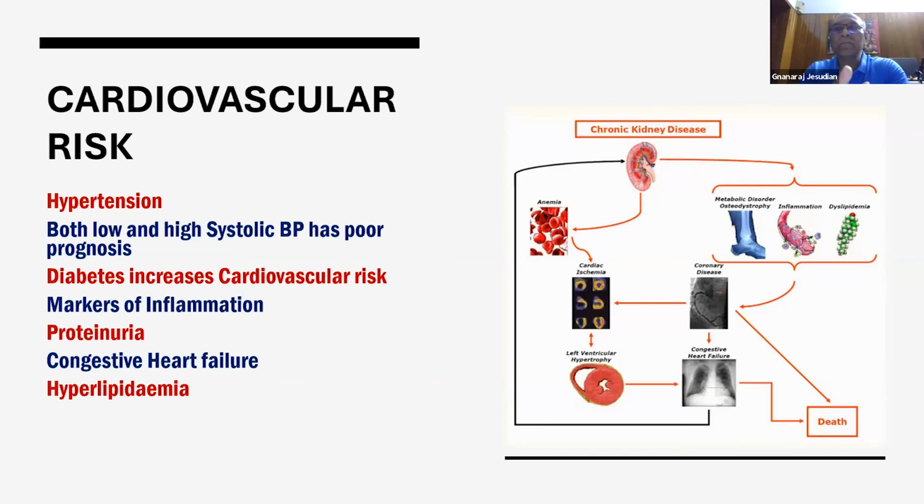And if they have diabetes with the renal failure, it again dramatically reduces the prognosis, because it causes quite severe damage because of inflammation and proteinuria and so on. So you need to have a very good control of diabetes. And then you should check for markers of inflammation. And if there is proteinuria, that needs to be taken care of.